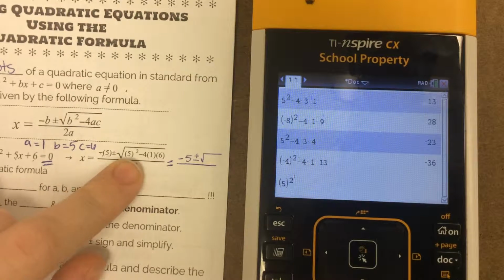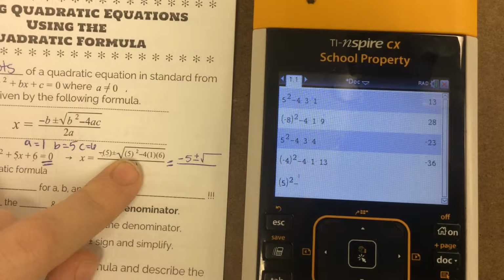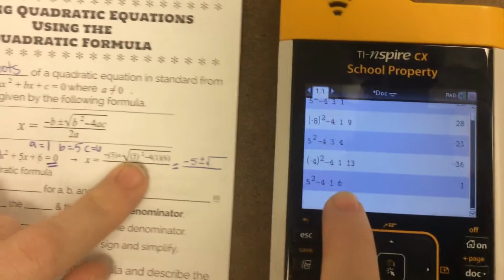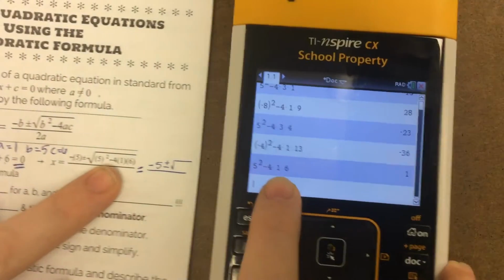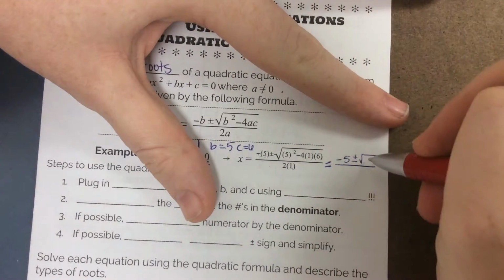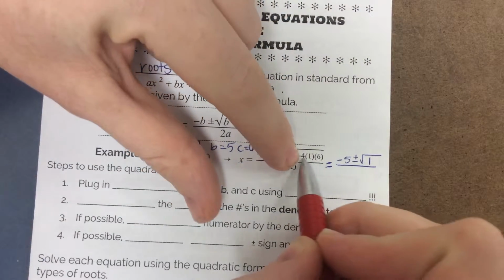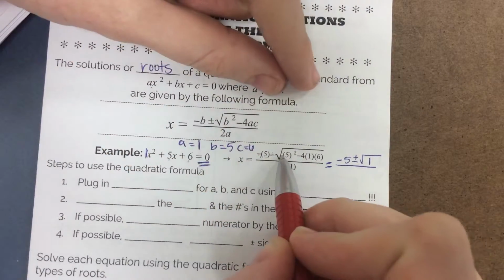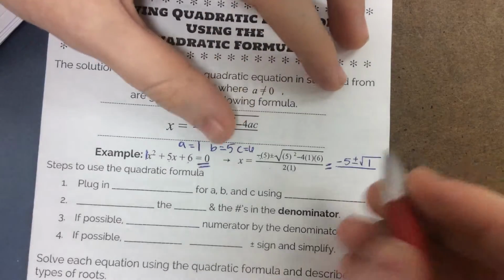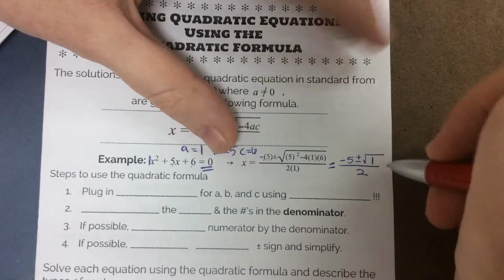So there's a 5 squared, minus, a subtraction sign, not a negative sign, minus 4 times 1 times 6. Notice I didn't plug in the square root, I just plugged in those numbers. When I plug that in, I get 1. So I'm taking the square root of 1. 5 squared is 25 minus 4 times 1 times 6. 4 times 1 times 6 is 24. So 25 minus 24 is, yes, 1. 2 times 1 is 2.